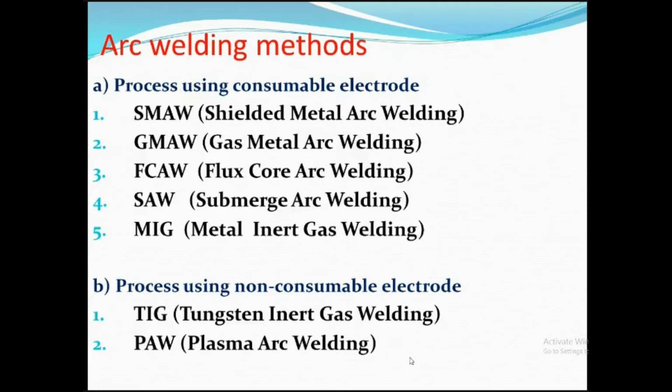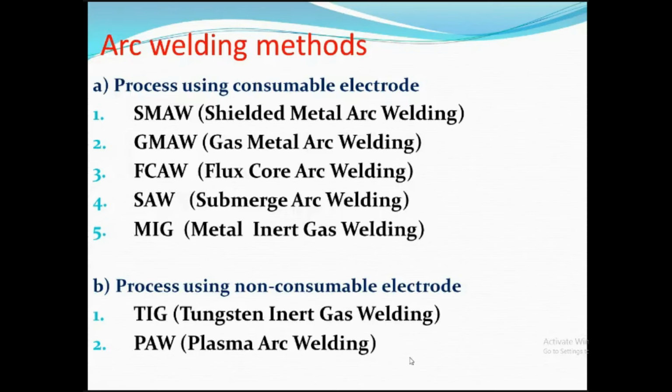Shielded metal arc welding, that is the first type. Second one is gas metal arc welding. Third one is flux core arc welding. Fourth one is SAW, that is submerged arc welding. Fifth one is MIG, metal inert gas welding.